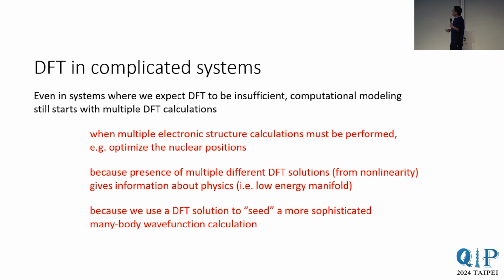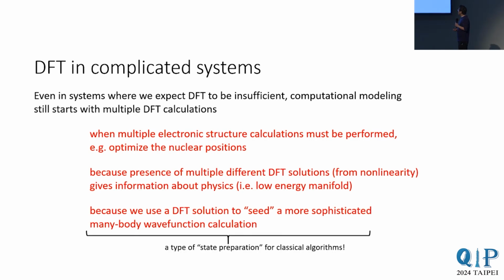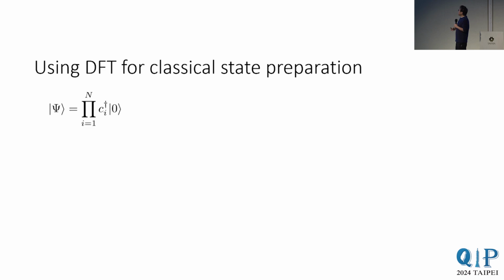And then finally, it's very common to start from a mean field calculation, which has already treated some of the electronic structure in some sense, to seed a more sophisticated many-body wave function calculation. And this last use, I think of it as analogous to doing state preparation. It's a sort of state preparation in the classical context where you're finding a good initial guess, and that really helps the more accurate method that you're going to apply later. So I'll just give a couple examples of how this classical type of state preparation appears. And so in the most common case, this sort of universally you do this.